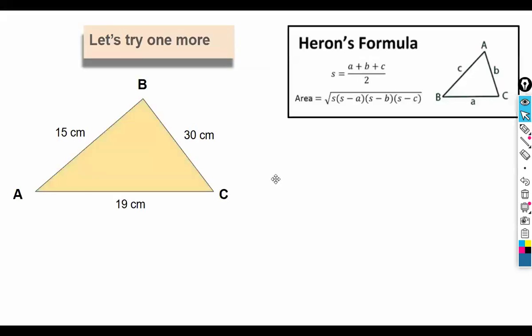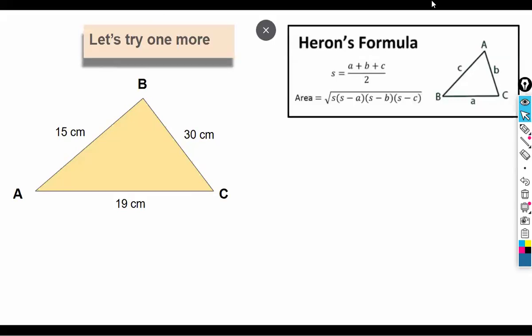All right, try this one. Find the area of this triangle. Important first, S: when you add all three sides, 15, 30, and 19, we get 64. And when we divide it by 2, we get 32.